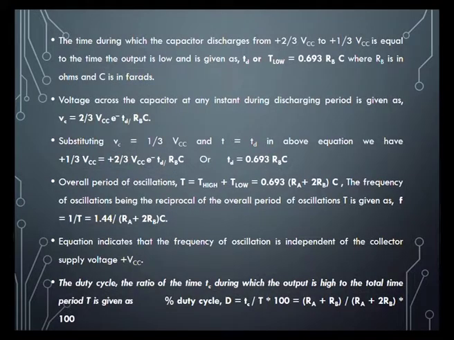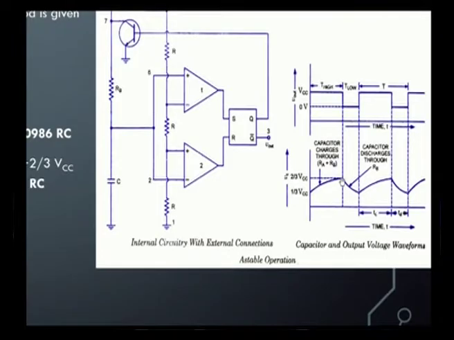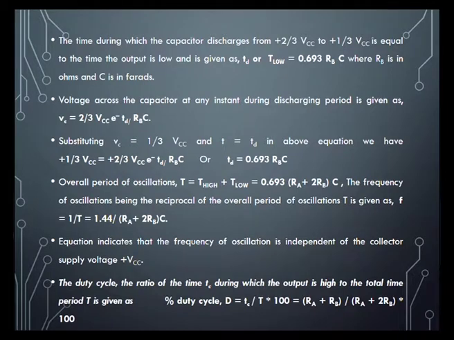Next, we need to find the duty cycle also for this. The time during which the capacitor charges from 2/3 Vcc to 1/3 Vcc is equal to the time the output is low, which we can observe from the figure. This part is called T low, that is from 2/3 Vcc to 1/3 Vcc. So, this will be expressed as T low is equal to 0.693 Rb C, where R is in ohms and C is in farads. This has to be derived in the following step.